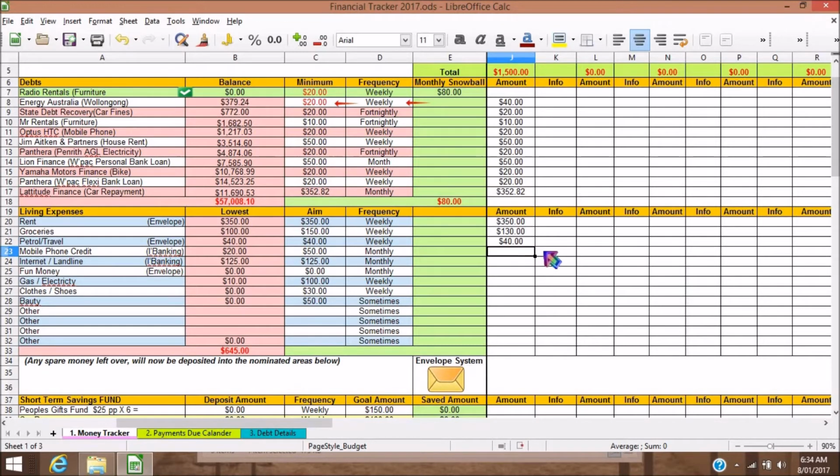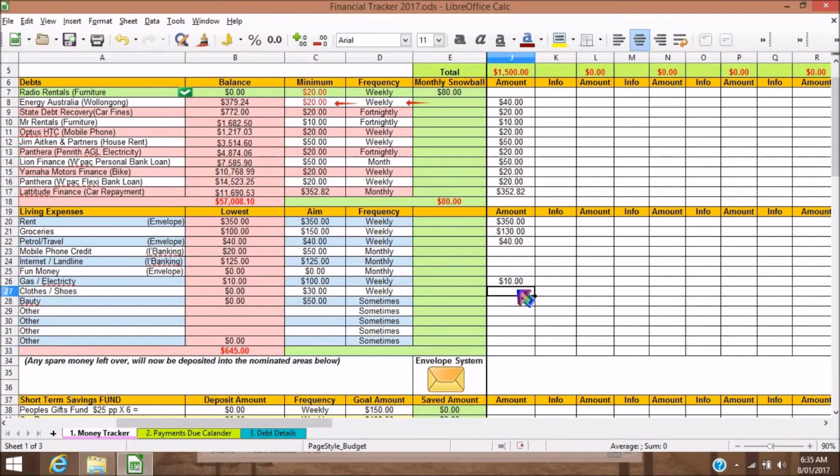Next one is mobile phone. I don't need mobile phone. I still got 2 weeks credit, so I don't need any credit. Internet landline, that's not due till 3 weeks from now, so I'm happy. I don't need that one. Fun money, I don't want any fun money. Gas and electricity, I put down 10 for that one. Done.